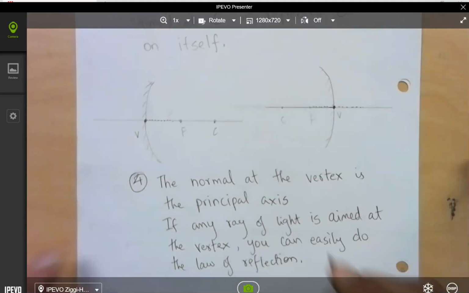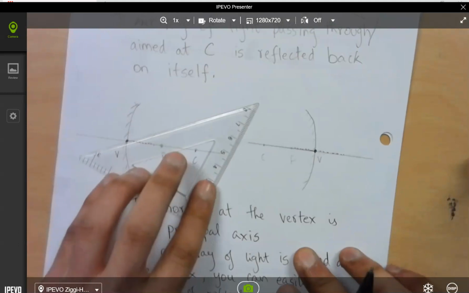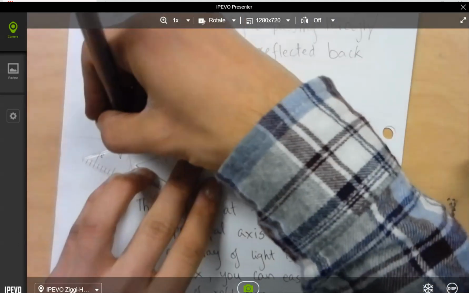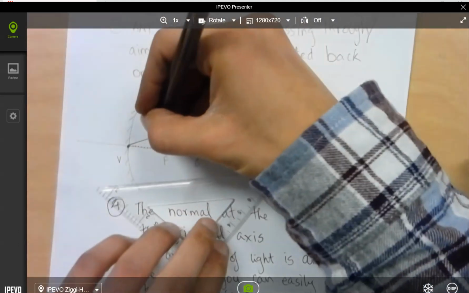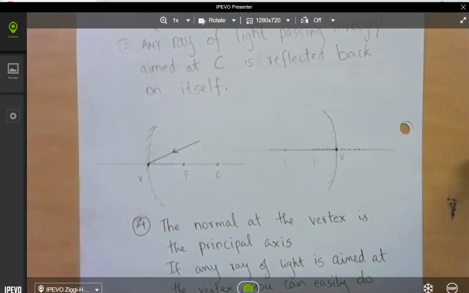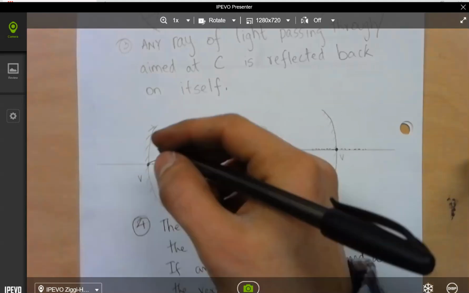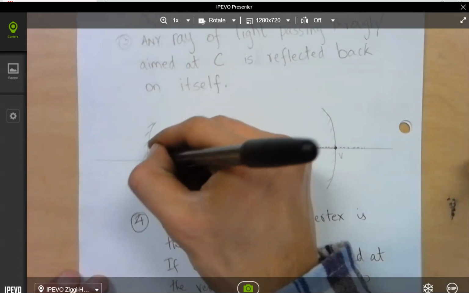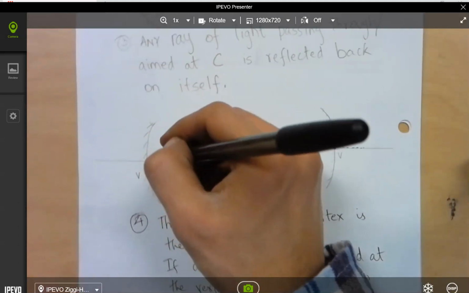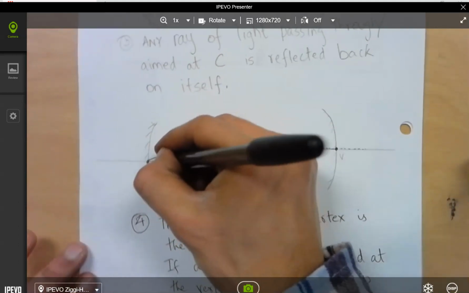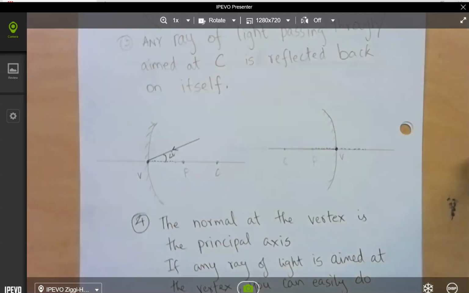That's the normal. So if I draw a ray of light that's aimed at the normal, what is my angle of incidence? Where is that located? Yes, just like the law of reflection states. But we can easily measure that angle because we already have a normal that's drawn as our principal axis. So this is automatically the angle of incidence. We can measure that easily.